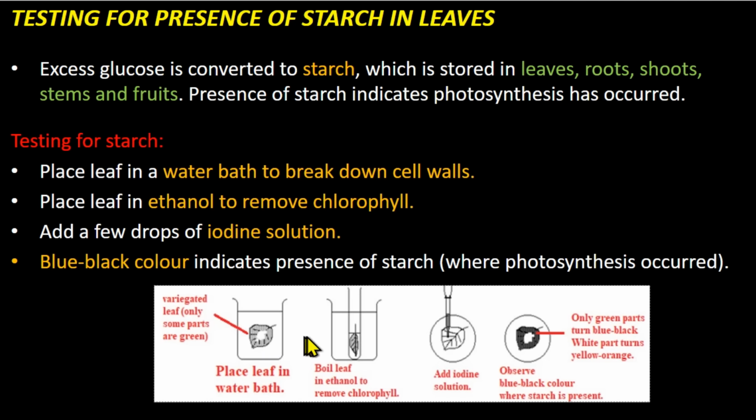Then you place the leaf in ethanol to remove the chlorophyll. Remember, the leaf without the chlorophyll would not look as green. It would look like a very pale green, or kind of whitish. Next, using a dropper, you add a few drops of iodine solution. And wherever there's a blue-black color, that is going to indicate the presence of starch.